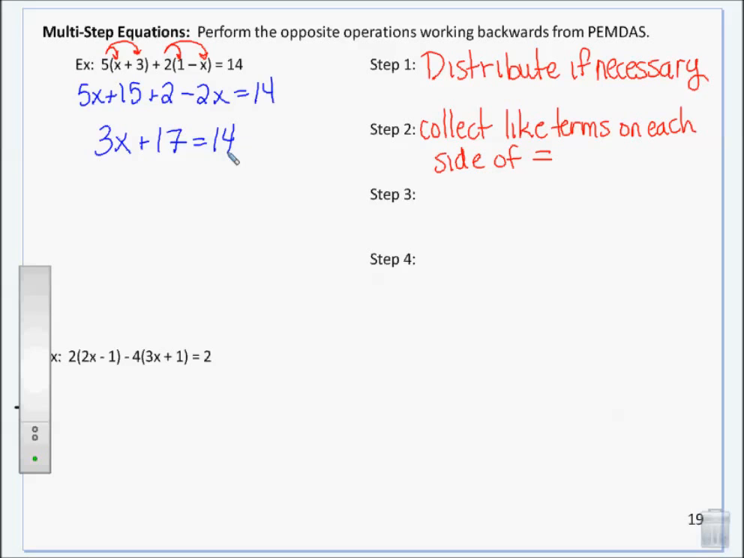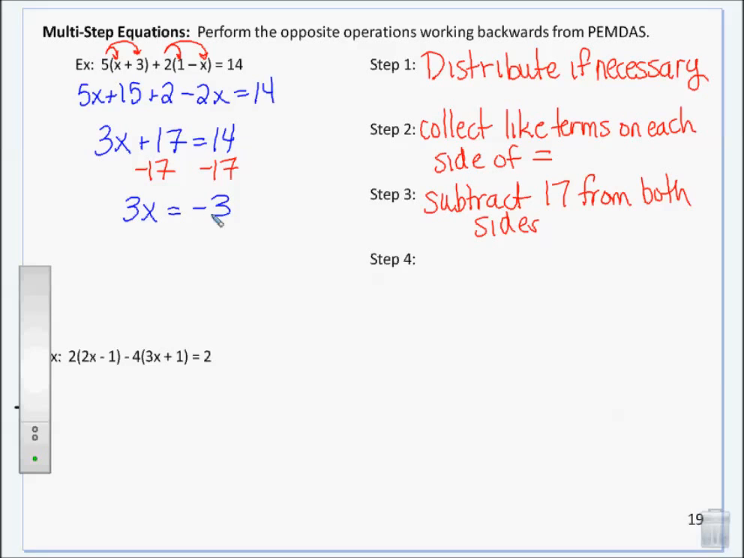Now, in mathematical operations, we always do multiplication or division before addition or subtraction. But since we're trying to move backwards to undo what has been done, we're going to do the addition or subtraction first and then multiply or divide. So we're going to subtract 17 from both sides. And that will give me 3x is equal to negative 3. And then to get rid of that 3, I'm going to divide. And so x is negative 1.